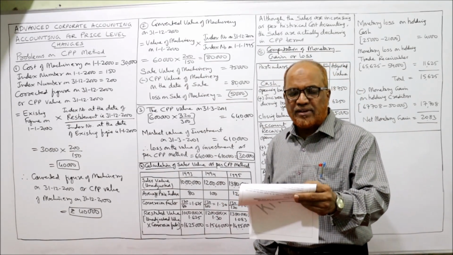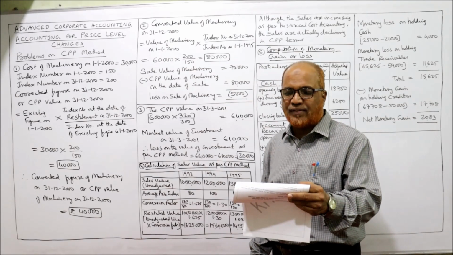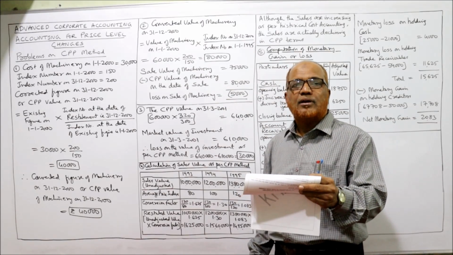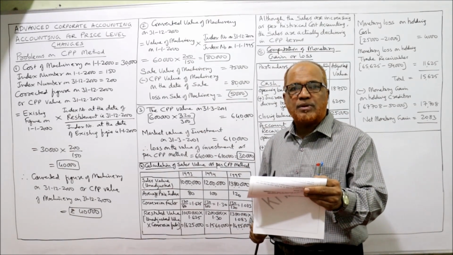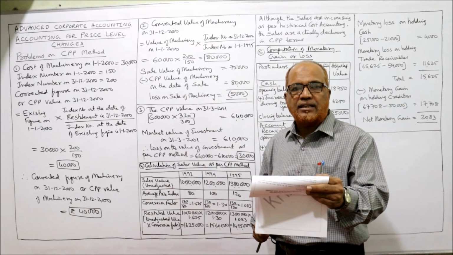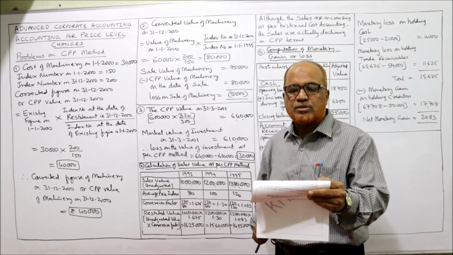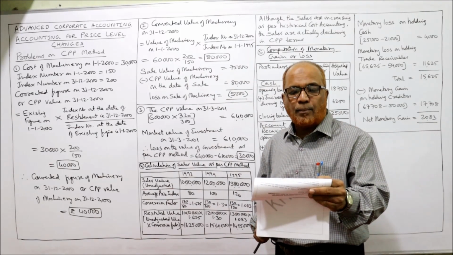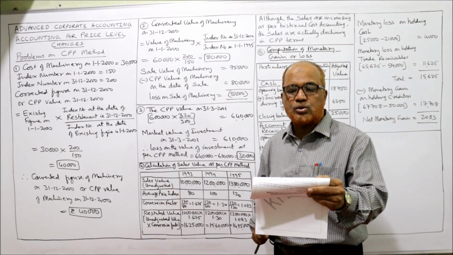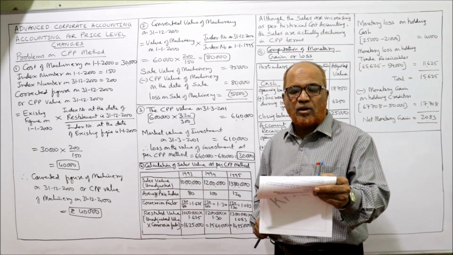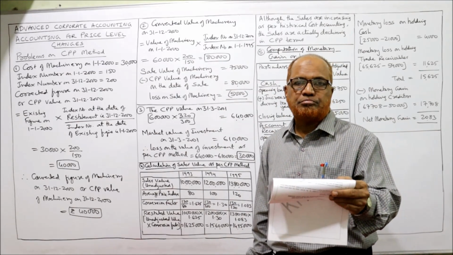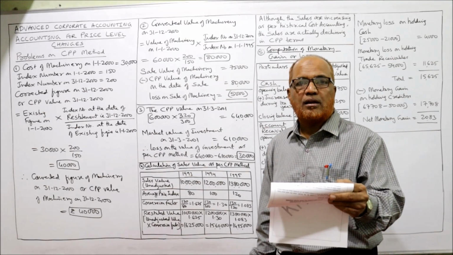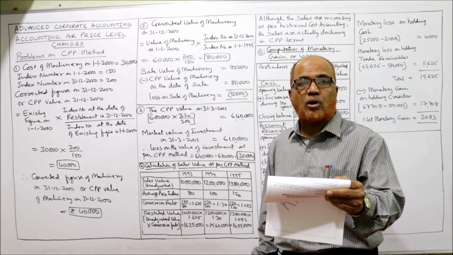A company bought investments at a cost of rupees 6 lakh on 1st July 2000 when the price index stood at 300. On 31st March 2001, the index moved to 320 and the market value of the investment has come down to 6,10,000. So we will find out the CPP value on 31st March 2001, then the loss or profit on investment.